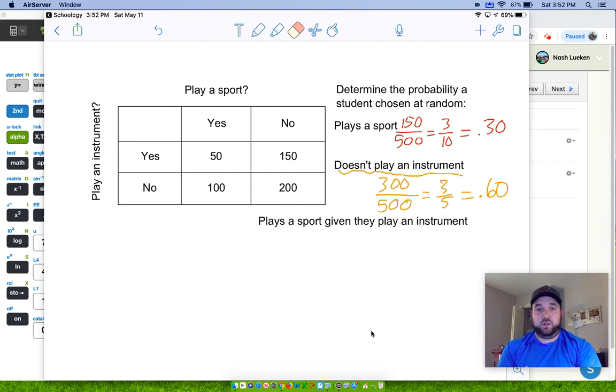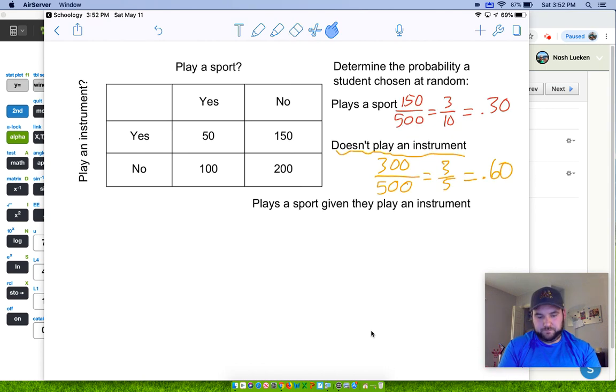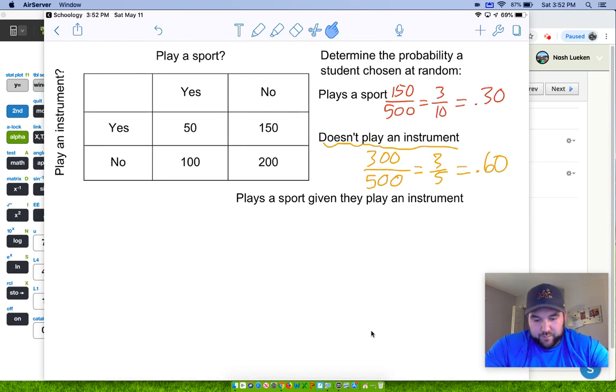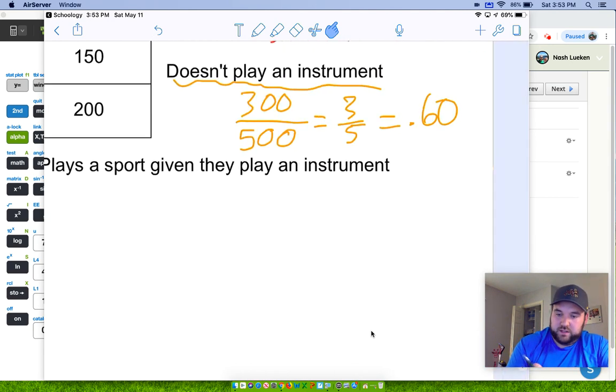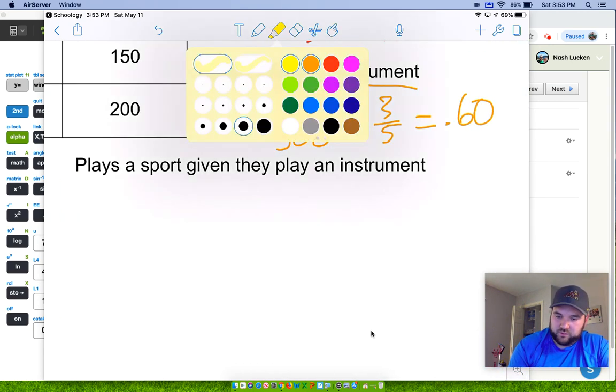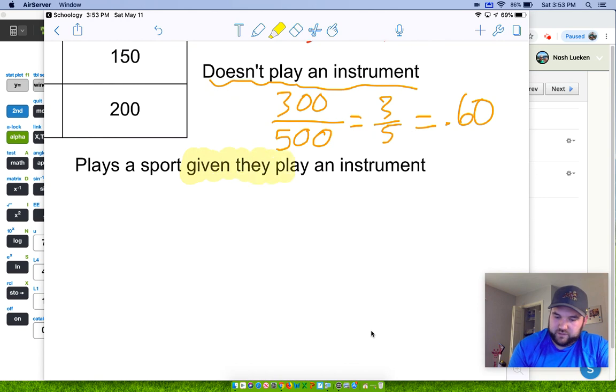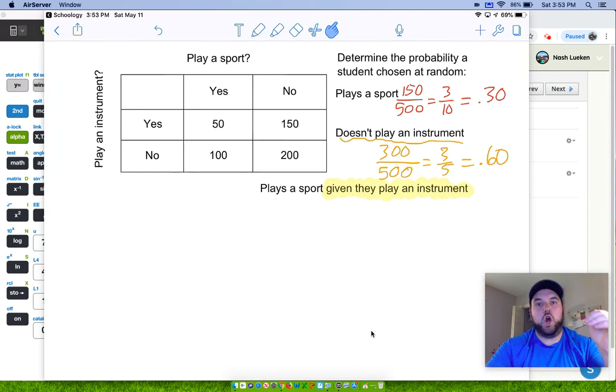The next question is why these tables are useful and why we use these contingency tables. What is the probability that a student chosen at random plays a sport given that they play an instrument? Okay, so what's key there is whatever words come after the word given: given they play an instrument. What that means is I know I'm picking someone who plays an instrument. That is given information about them.